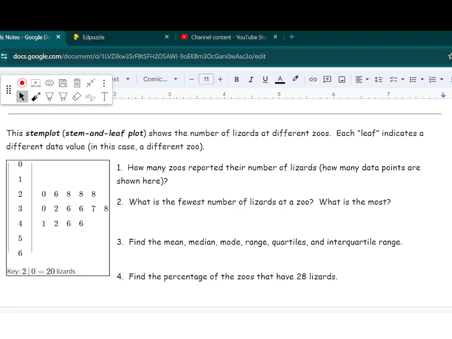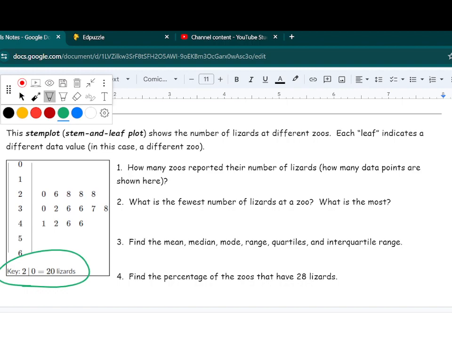Hello, friends. What you see in front of you is called a stem and leaf plot, or a stem plot. The way that we read this is that the numbers along here are called the stems, and the numbers along here are the leaves. We've got this key down here. It says 2 line 0 means 20.